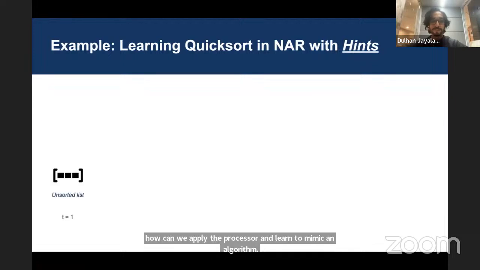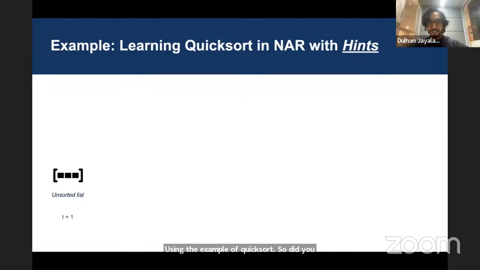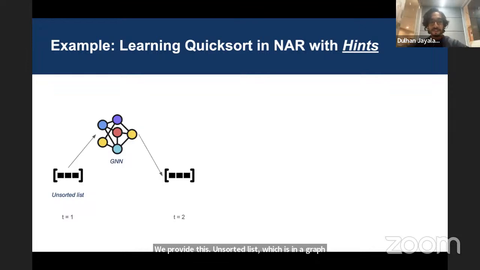To do quicksort, we start with an unsorted list at our first time step. We provide this unsorted list, which is in a graph representation, to our GNN. And our GNN will predict two things. Firstly, the next state of this unsorted list. And secondly, something called hints. Hints describe the state of the algorithm's computation. There are various variables within the algorithm that tell you how far along that algorithm is. For quicksort, these are things like: what does the pivot index say? Where's the left pointer? Where's the right pointer? And so on. So it tells you how far along this quicksort process we are.